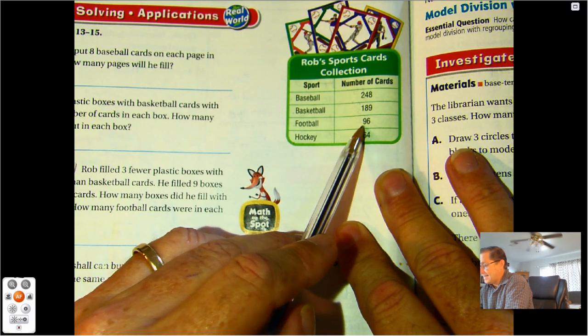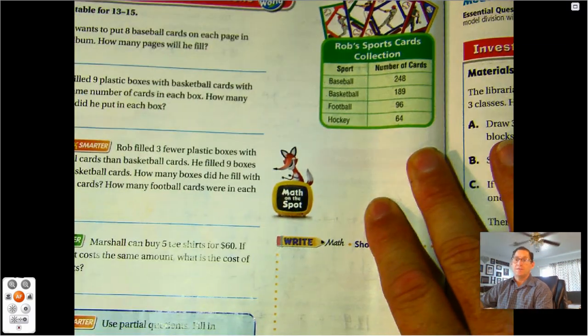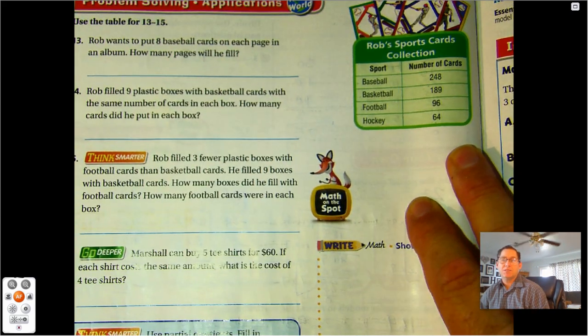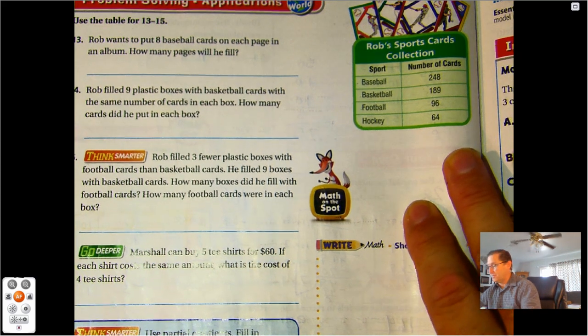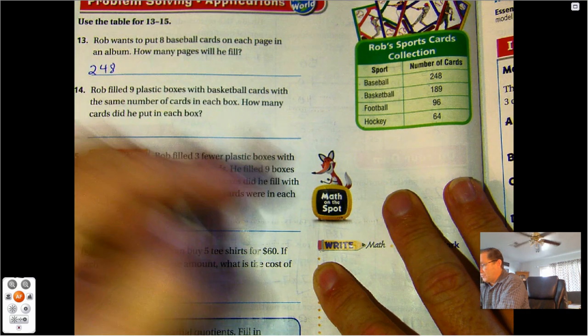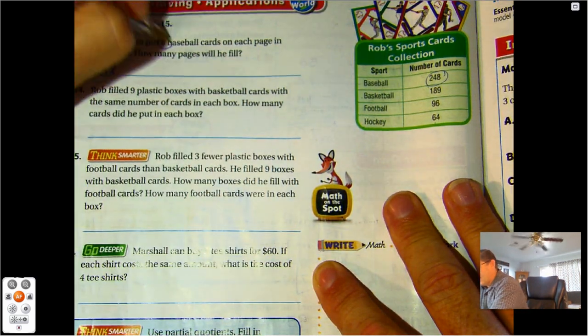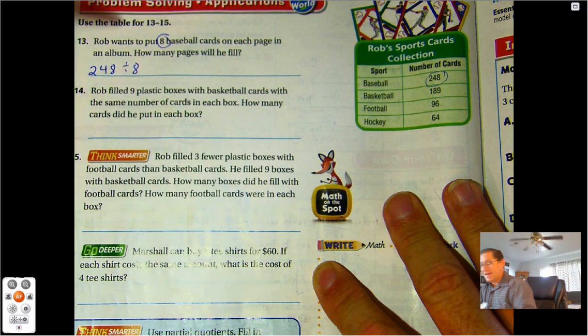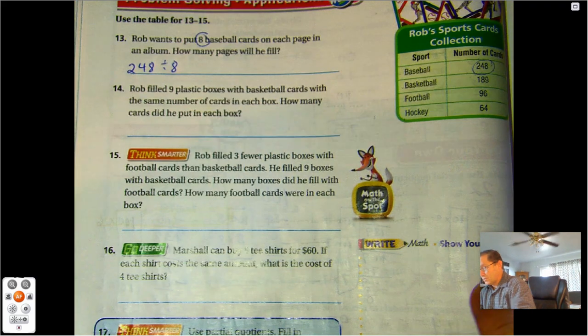All right, so he wants to put 8 baseball cards on each page in an album. How many pages will he fill? So our problem is 248 baseball cards, and he wants to put 8 of those cards on a page. So 248 divided by 8.